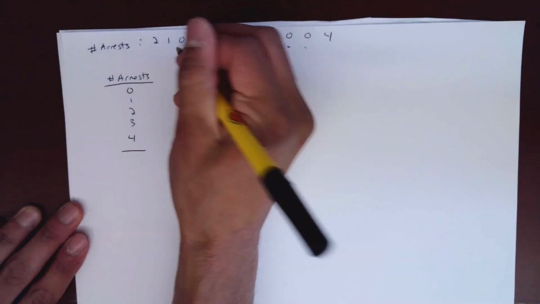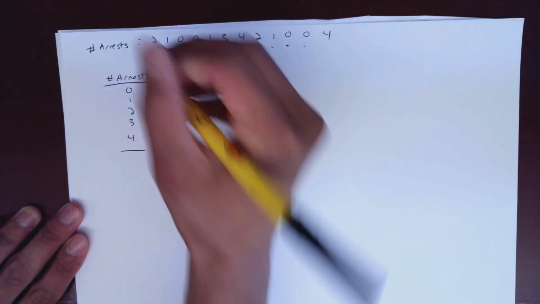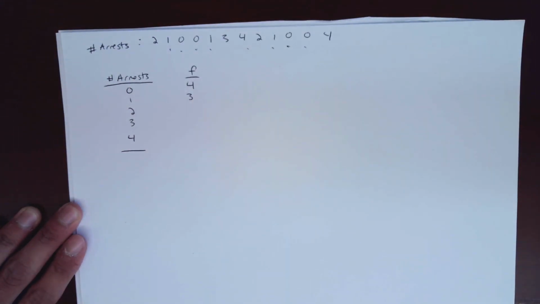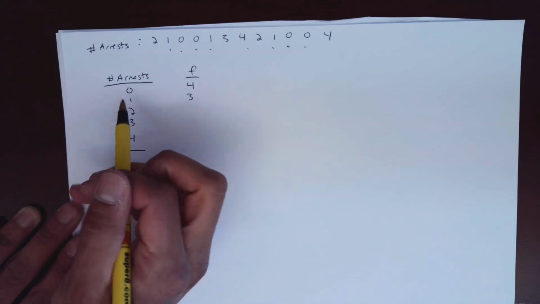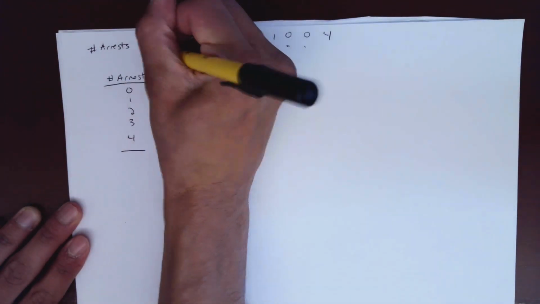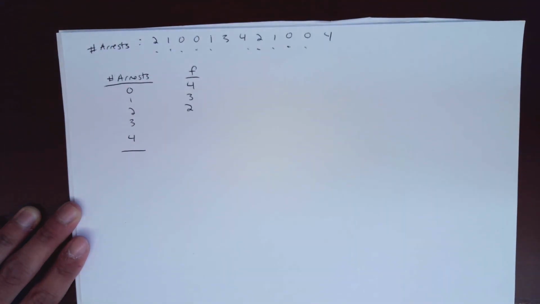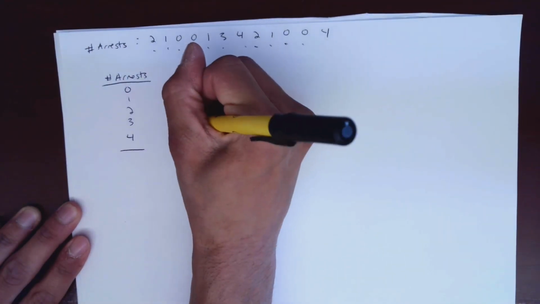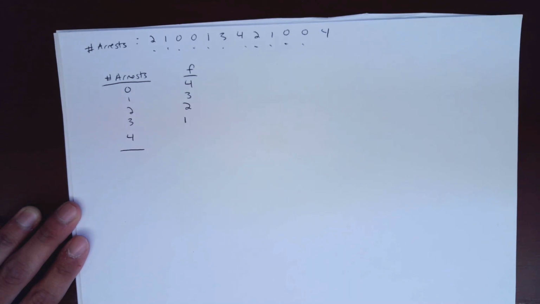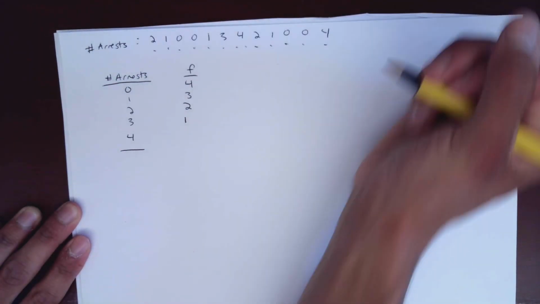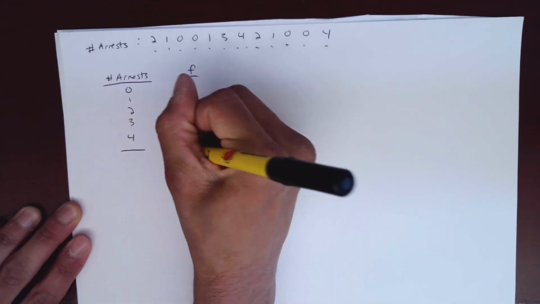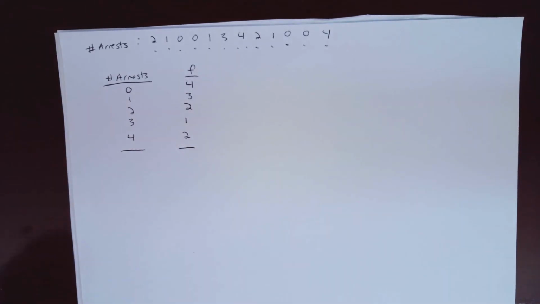How many 1s do we have? We've got 1, 2, 3. So we'll list 3 as my frequency for this observation of 1 arrest. 2 2s, so we'll list 2 as my frequency for 2. Only 1 3, so we'll list 1 as my frequency for 3. And 2 4s, so I'll list 2 as my frequency for 4. And that's the second step of creating a frequency table, where we are listing out the number of times that each of our observations appears in the data.